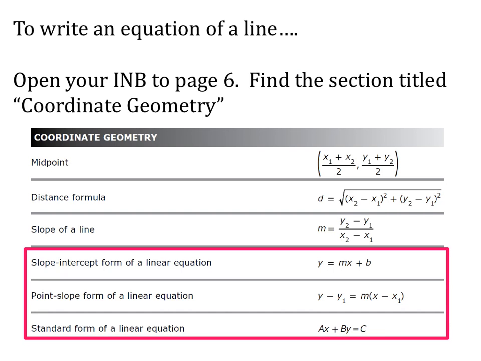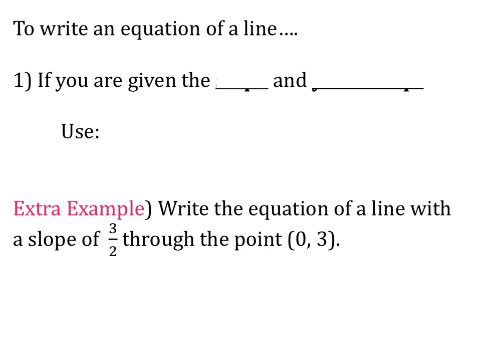Alright, so just do a quick refresh, just so you know all your coordinate geometry information, in other words, the algebra components of geometry, can be found in your interactive notebook, page 6. So find this section titled Coordinate Geometry in your notebook right now, so you can reference the different types of equations and do a refresh for Algebra 1 and how we will incorporate these various types of lines into this current unit. Alright, so when we're writing equations of lines, there are multiple ways that we can do this. It just depends on what information you're given.